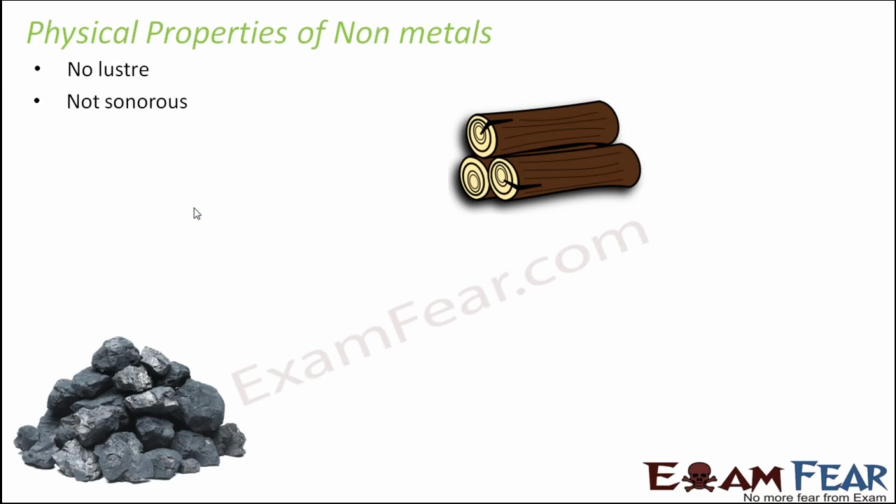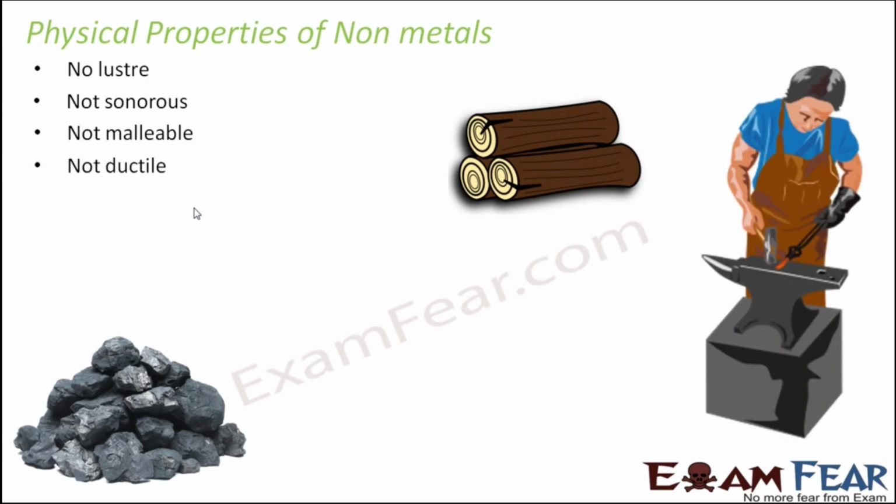Not sonorous, they do not produce any sort of ringing sound like how metals produce. So you really can't have a bell with wood. Not malleable, not ductile, you definitely cannot. If you start hammering a wood, what will happen? The wood will break into pieces. Similarly, if you start hammering coal, what will happen? It will again break in the form of powders or small pieces. So you will never be able to beat coal or wood or any other non-metal to form a wire or to form a sheet.